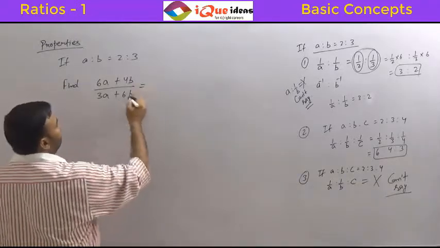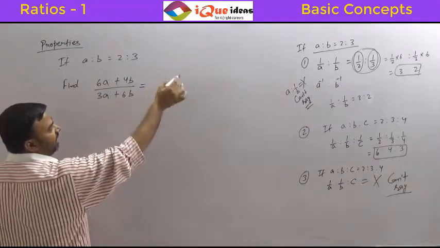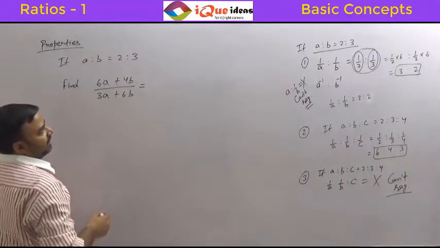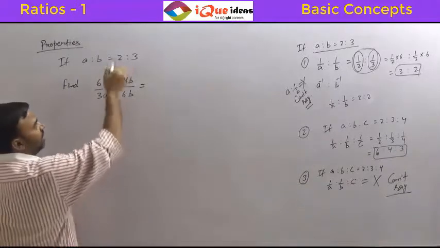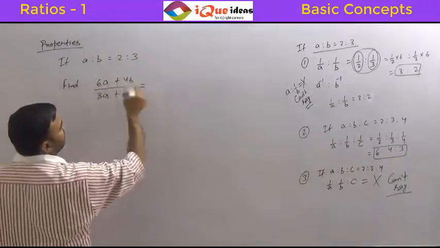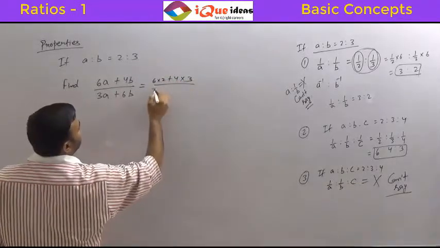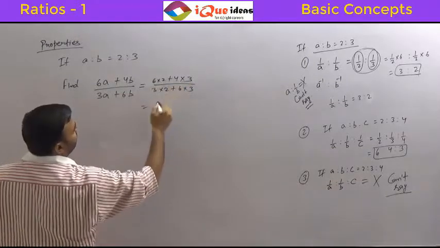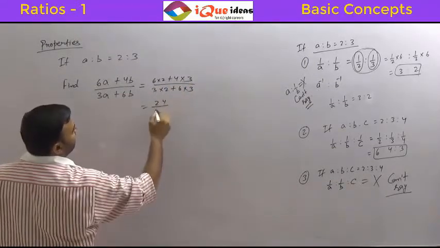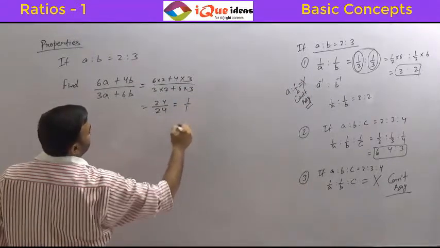And to calculate, one way is we can take A equal to 2x, B equal to 3x, put them here, x will get cancelled out and we get the answer. Or, once we know that the power is the same, we don't need to consider x. Just put A equal to 2, B equal to 3. So this will become 6 into 2 plus 4 into 3 divided by 3 into 2 plus 6 into 3. So this becomes 12 plus 12, that is 24, divided by 6 plus 18, that is 24. Oh, good. So this becomes 1 is to 1. So the answer is 1.